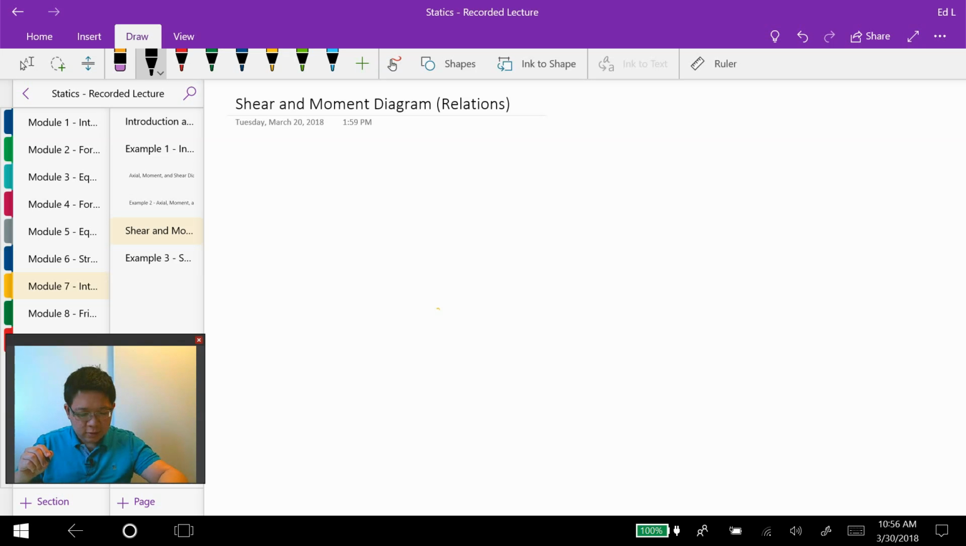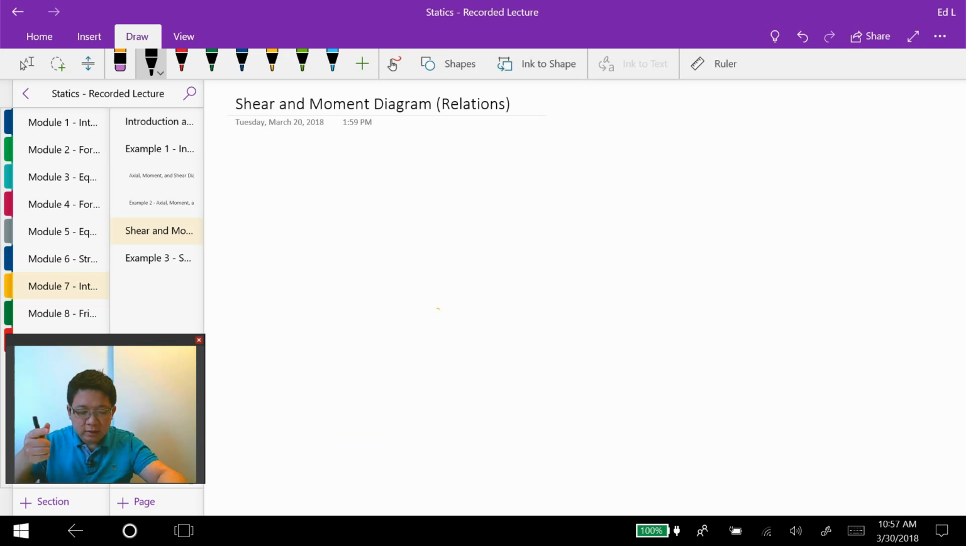Hi everyone, in this lecture we're going to discuss the last topic in this module, which is to learn how to construct the shear and moment diagrams using the relations. As I mentioned in the earlier lectures, constructing the shear and moment diagram using these relations is very helpful as long as we can calculate the area under certain shapes. In this lecture I'm going to develop 6 rules that we can apply to construct the diagrams.